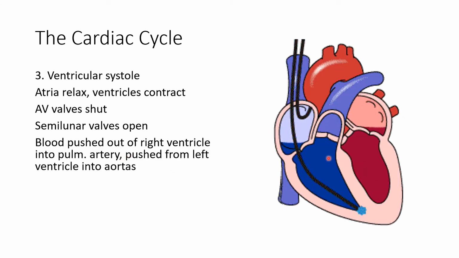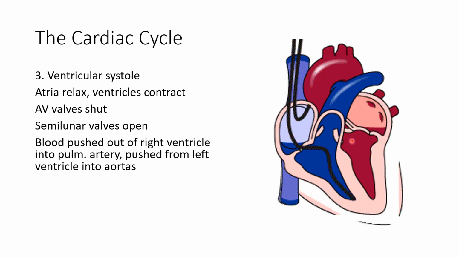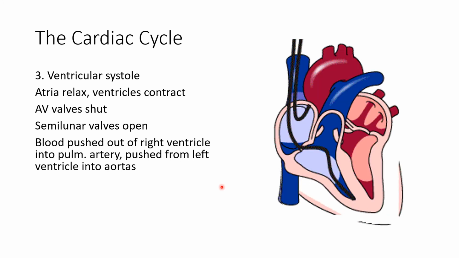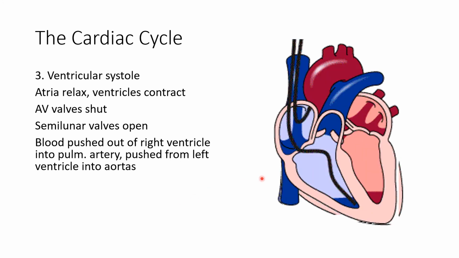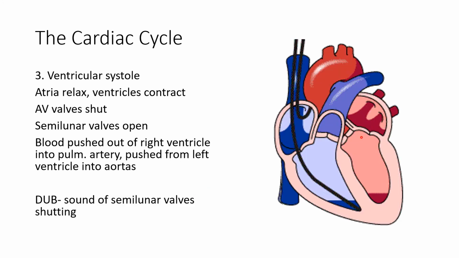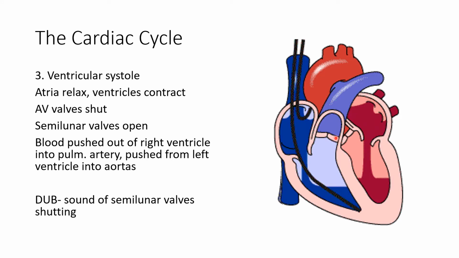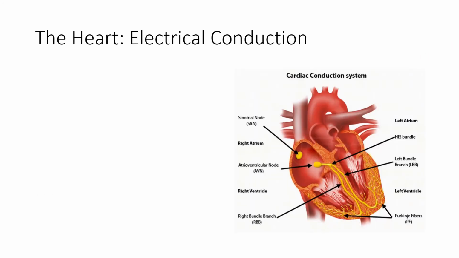Again, right ventricle pushes it through pulmonary artery to be oxygenated in the lungs. Left ventricle forces it through aortic valve into the aorta to be distributed to the rest of the body. And so the sound of these semilunar valves closing is the second part of the lub-dub cycle. So the second little thump that you hear in a heartbeat. So lub-dub, lub-dub, lub-dub.